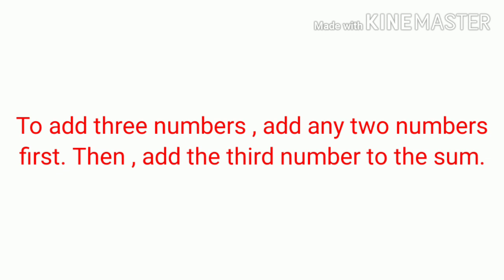Then we learned the addition of three numbers. To add three numbers, add any two numbers first, then add the third number to the sum. So let us see how to do this. For example, 1 plus 2 plus 5. Here we have to add three numbers. We know to add three numbers, add any two numbers first.